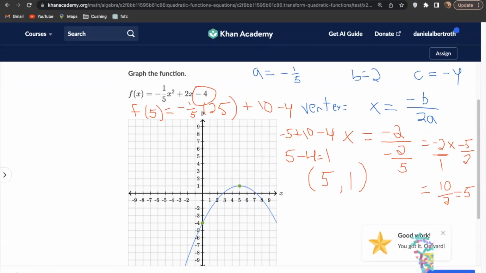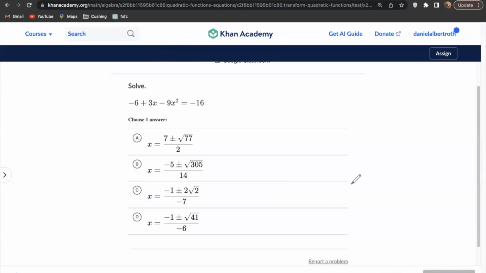All right, so this one is asking us to solve, and it looks like all the answers are in the form of using the quadratic formula. So what I'm going to do is rearrange the terms here. I'm going to collect my like terms and write this in standard form. That's going to allow me to use the quadratic formula. I want the x squared term to be positive. That's just me. So I'm going to get it to this other side.